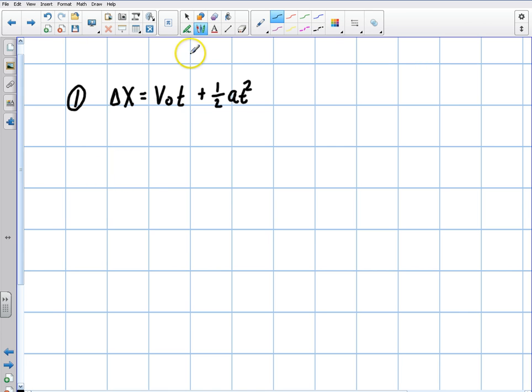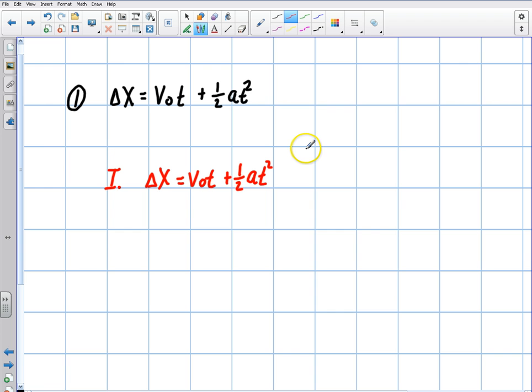I'm going to start out here with different colors for each scenario, and I'm going to talk about each application of this. So the first application is, let's say that we're looking for time, and let's say that I'm given a displacement. Let's say that I'm given an initial velocity. Let's say that I'm given an acceleration, and I'm looking for time. So basically, I'm given everything in this equation.